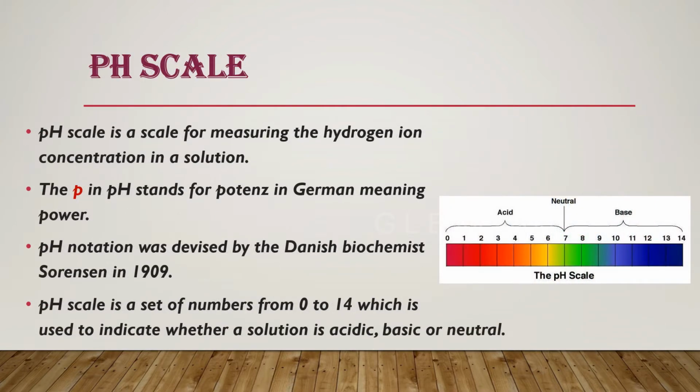pH scale. pH scale is a scale for measuring the hydrogen ion concentration in a solution. The P in pH stands for potenz in German, meaning power. The pH notation was devised by the Danish biochemist Sorensen in 1909. pH scale is a set of numbers from 0 to 14, which is used to indicate whether a solution is acidic, basic, or neutral.